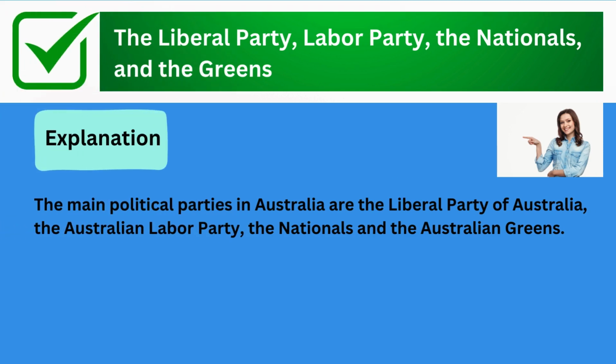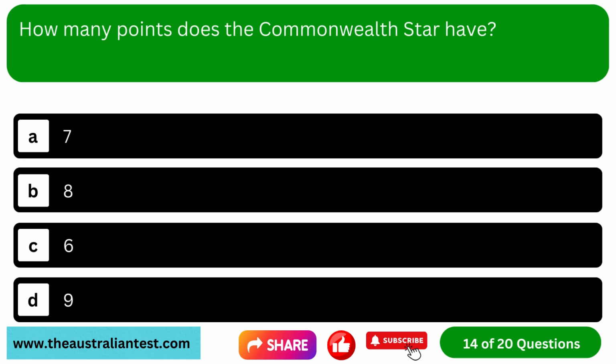The correct answer is the Liberal Party, Labor Party, the Nationals, and the Greens. Explanation: the main political parties in Australia are the Liberal Party of Australia, the Australian Labor Party, the Nationals, and the Australian Greens.